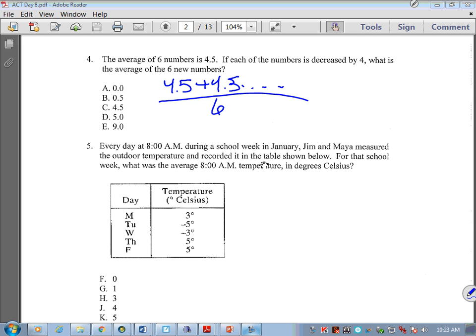So what is the average of the 6 new numbers? So what's 0.5 plus 0.5 plus 0.5 plus 0.5? If I divide all that by 6, well, really, what am I getting? I know I'm going to get 0.5, all right?